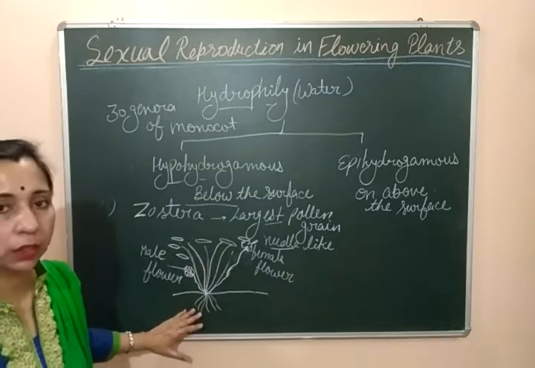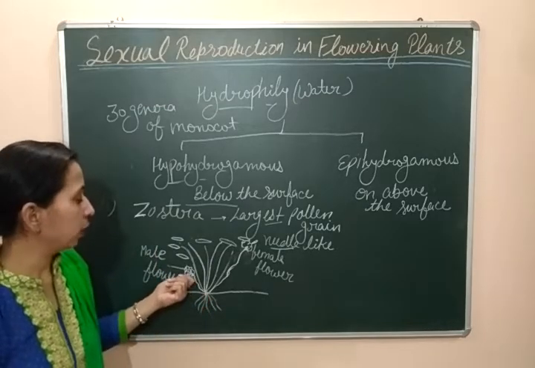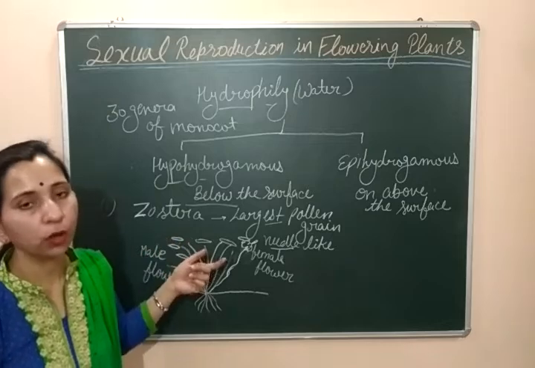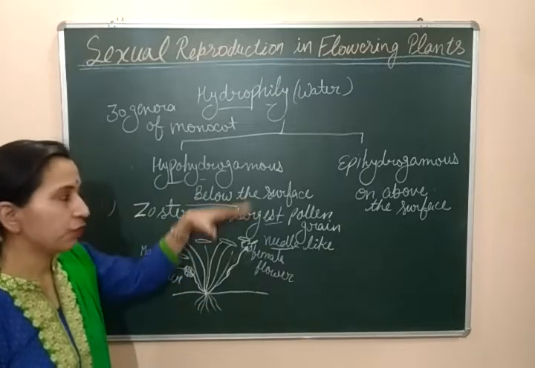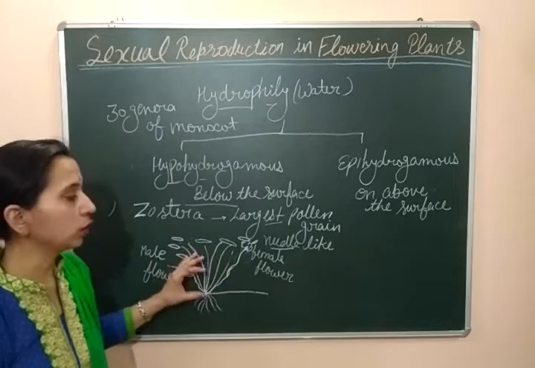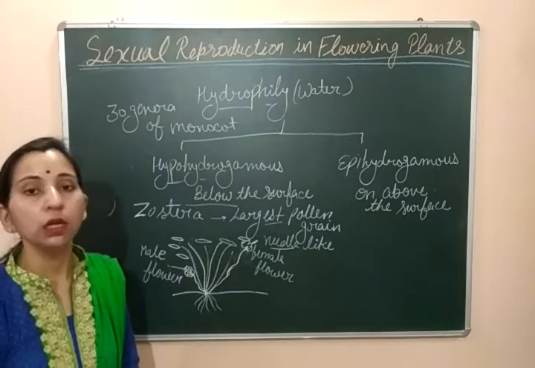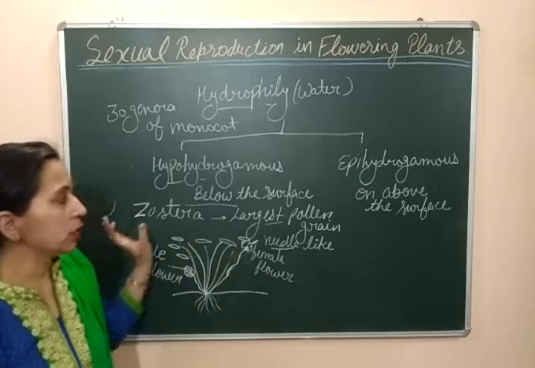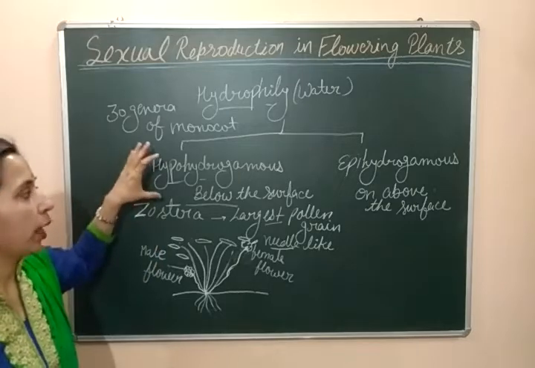Let's see once again what happens. In Zostera, which is a submerged plant, the male flower releases the pollen grains. These are needle shaped, largest size pollen grains, and they have a specific gravity because of which they neither float on the water surface nor sink and sediment. They float at the same level as the female flower. By floating they reach the female flower, and when they reach there they start germinating and do pollination. Plants which adopt this type of mechanism are known as hypohydrogamous.